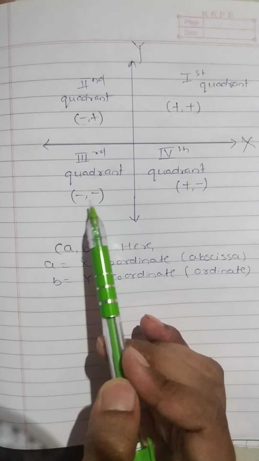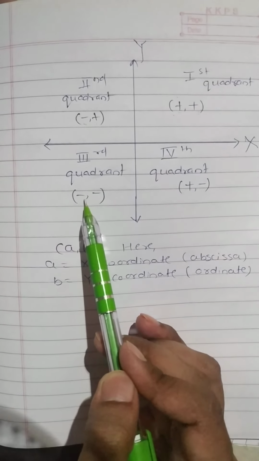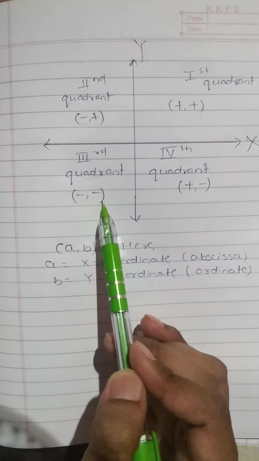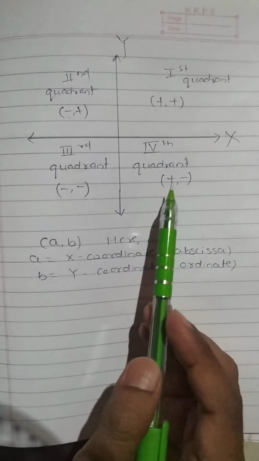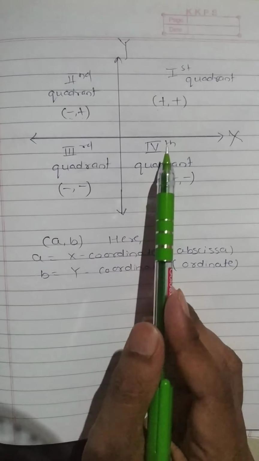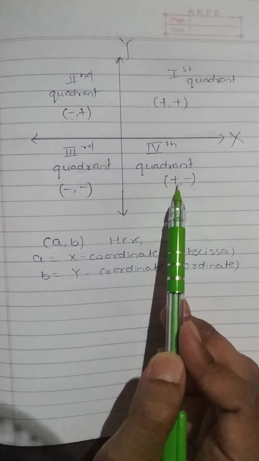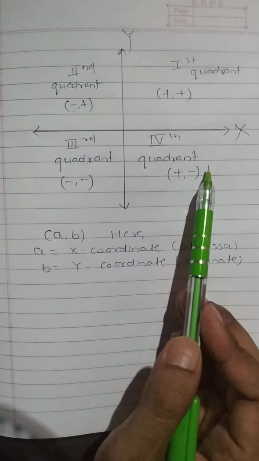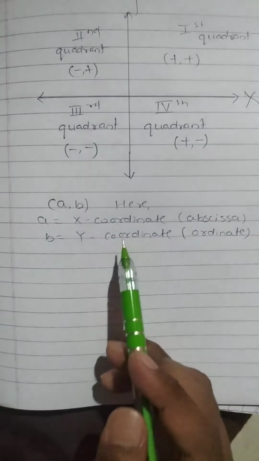That's why it is a combination of negative and negative. It means that the x coordinate is also negative and the y coordinate is also negative. And in the fourth quadrant, we have the x coordinate as positive and the y coordinate as negative. So in this way we have the combination of ordered pairs like this.